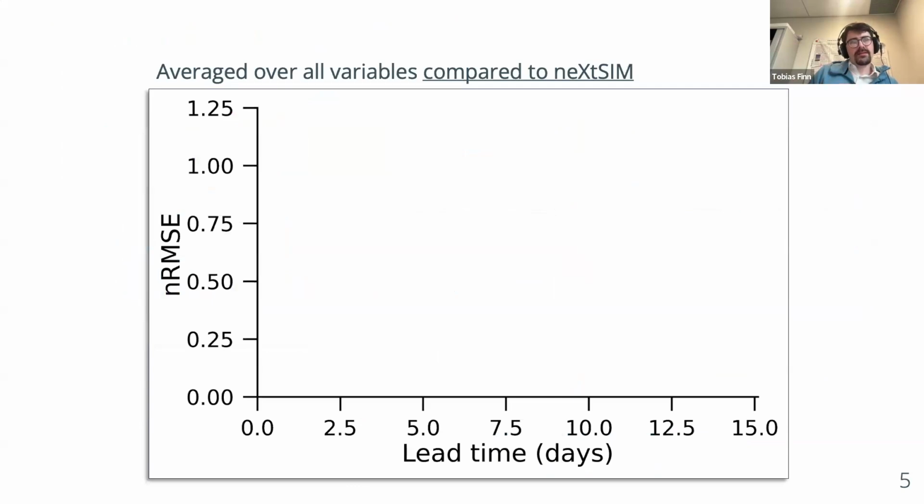The results will look like this. So on the x-axis, we have the lead time in days. So we have trained our model for 12-hour lead time, and by autoregressively cycling this model, we can go forward in time, like in classical weather prediction. And then on the y-axis, I show the normalized root mean squared error, which is the root mean squared error that is averaged across all my testing data and across all 5 variables normalized by the climatology. And here, as truth, I will use the simulation from neXtSIM.